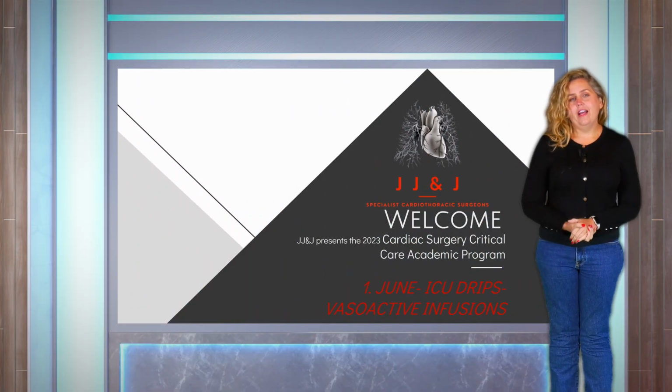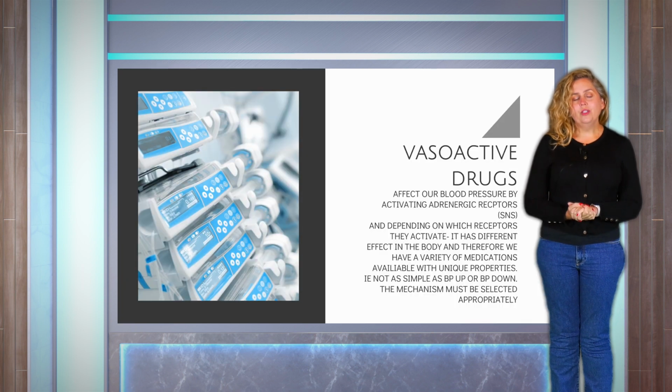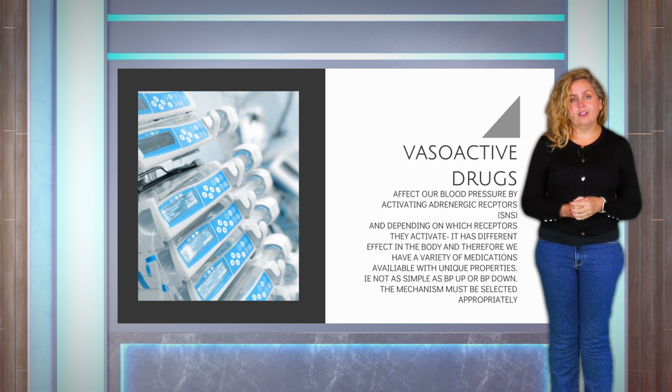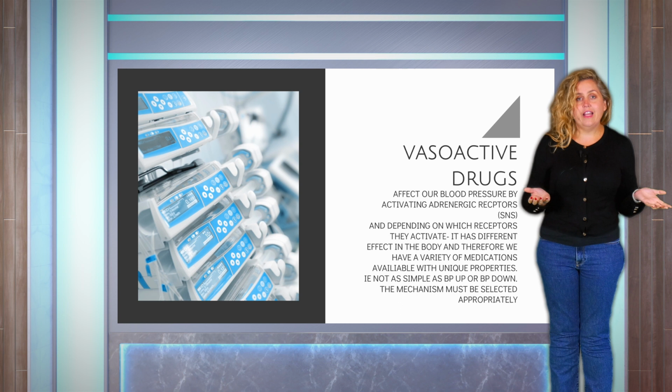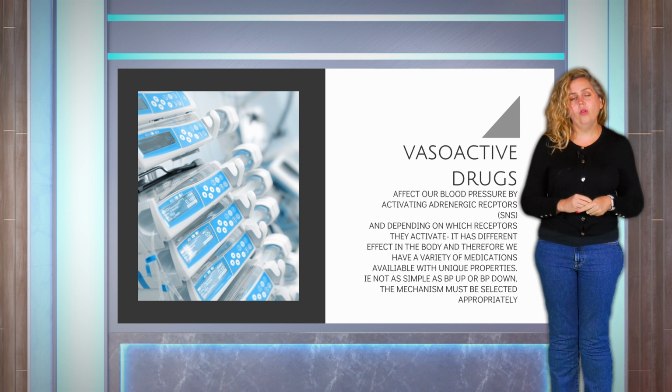So what are vasoactive drugs exactly? When you start in ICU, you kind of have this perception that it's blood pressure up and blood pressure down. But these drugs work on all different adrenergic receptors within our sympathetic nervous system. And it depends which receptors they activate or antagonize, which has a different effect in the body. And we have different medications that do this job. We don't have 7, 8 different inotropes that are all just blood pressure up or down. They work in different parts in our body and all have very different affinities for certain receptors.